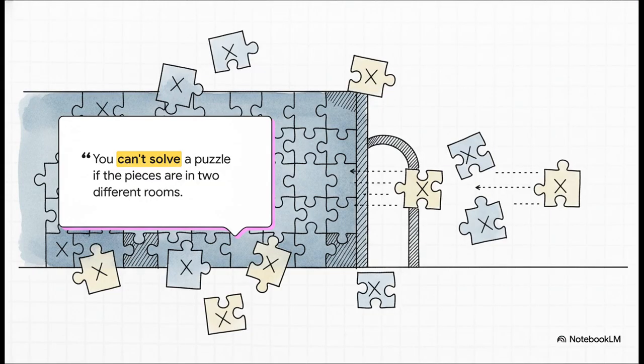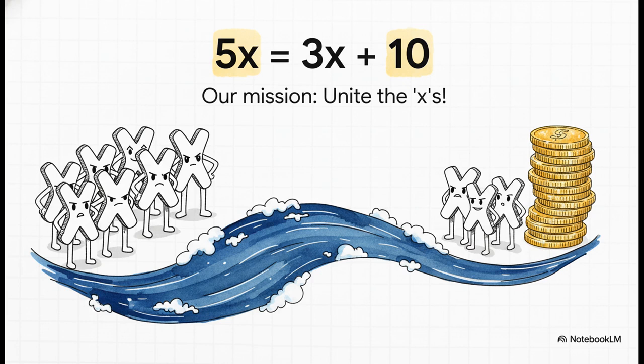Imagine the x terms are your puzzle pieces, and that equal sign in the middle, that's like a wall between two different rooms. Our first job is to get all those pieces into the same room so we can actually put the puzzle together. Here's the classic example. You see it, right? We've got 5x on the left and 3x over on the right. They're separated. Our goal is to unite them. But how do we do that without breaking the rules of algebra? Well, that brings us to my favorite part.